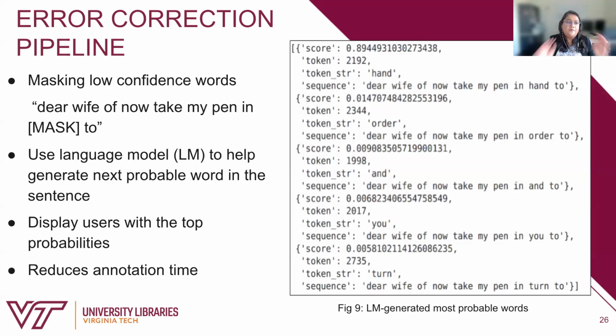Given that we don't know what this word is supposed to be, what are the top probable words that should be here based on its inherent pre-trained knowledge? We see that "hand" was the top probable word that was generated, along with "order" and other token strings. Now, we took the top 3 from this probability list and sent that over to a human in the loop. Users are displayed with the top probabilities, and this reduces the annotation time taken for someone to go and correct all the mistakes. We are pointing to the mistakes and asking for help from human annotators to correct the pipeline.